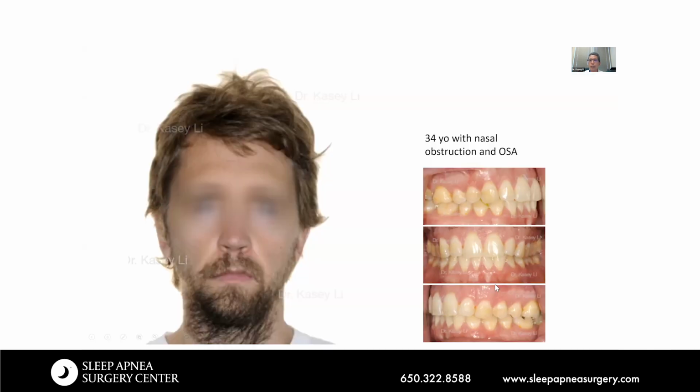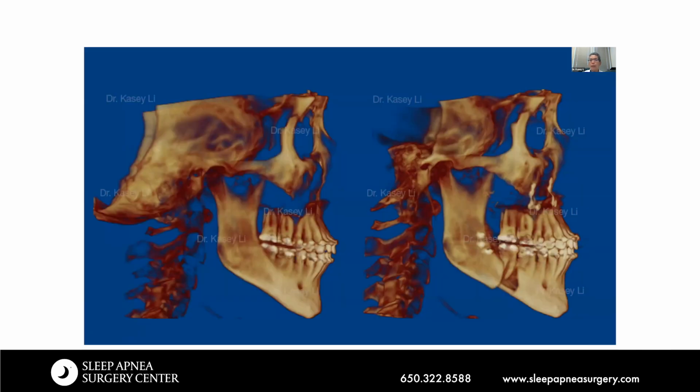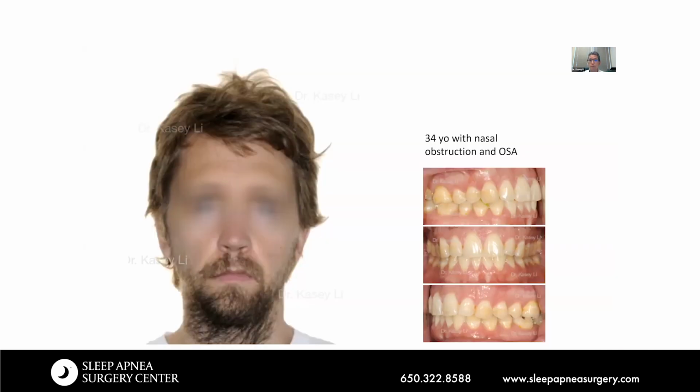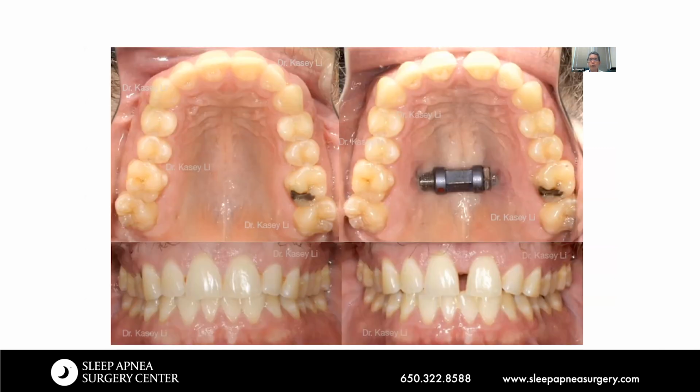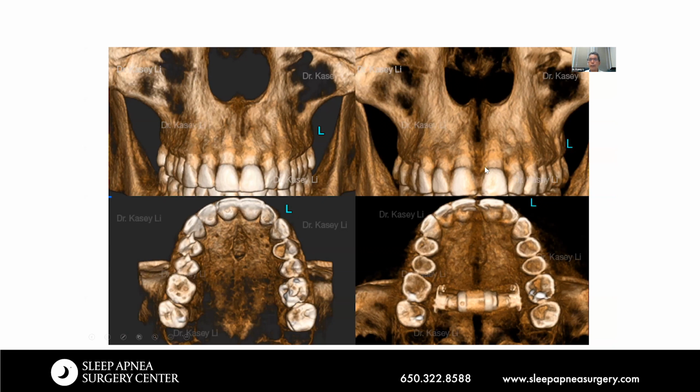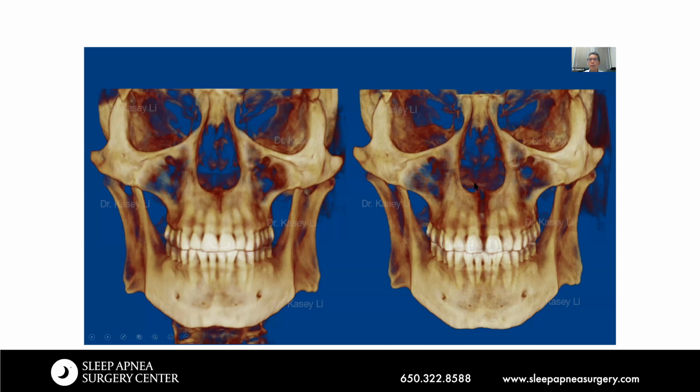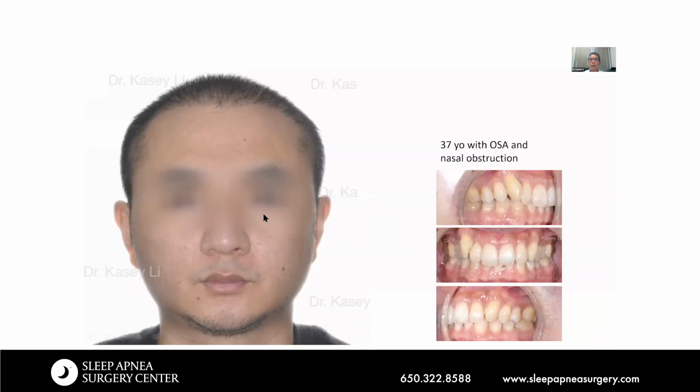What's interesting is that he told me the extent of improvement from his symptoms was greater with the nasal maxillary expansion than the advancement. That was actually surprising to me. Getting older, 34 years old, skeletal expansion, you can see a significant expansion without destruction of the bone or teeth. Much improved nasal breathing. Getting older, 37, sleep apnea.